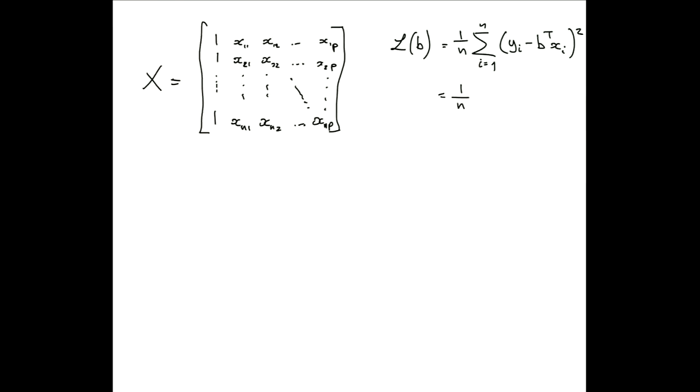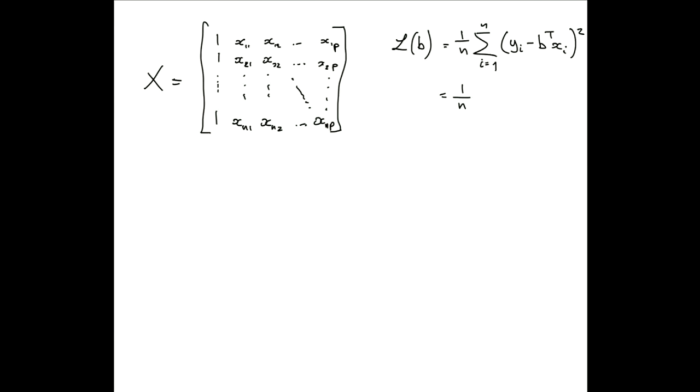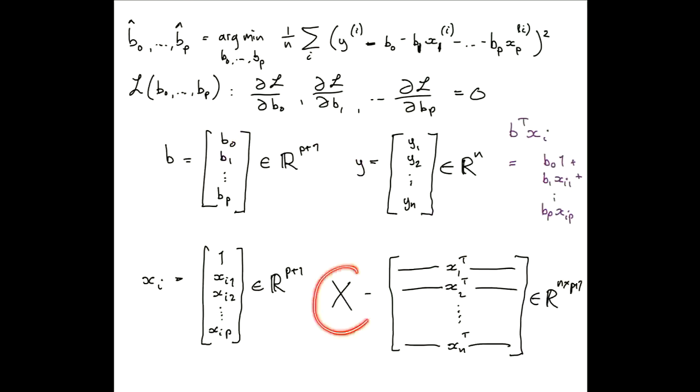Now, if we look at this summation, we're going from 1 to n, right? For each of the i examples, we're saying, well, what's the label? What's the prediction? B transpose xi, square the difference, and then sum them all together. But we already collected all of the data in this matrix, right? So we've actually got all of these xi's, x1 to xn, which are just collections of these things here.